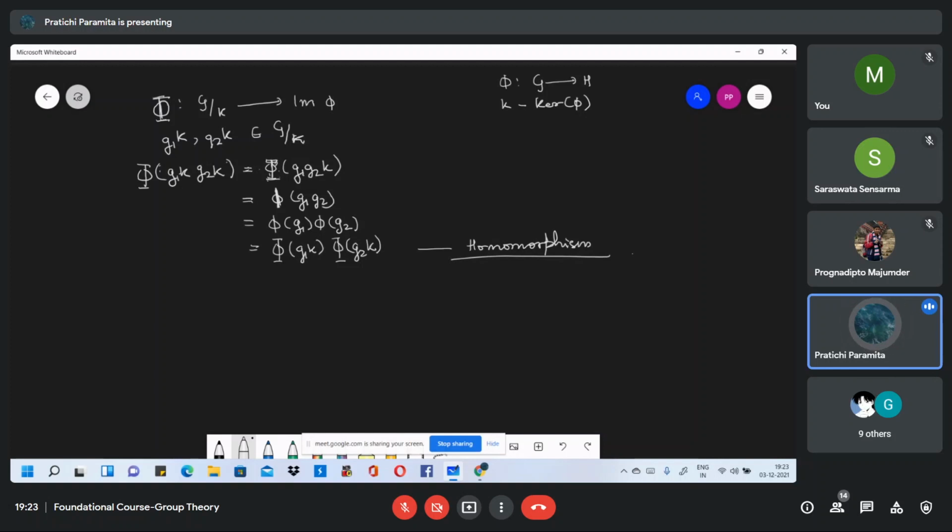So all that remains is to prove that it is bijective. If I want to say that it is 1-1, let me consider that capital phi of g1 K is equal to capital phi of g2 K. Then I need to prove that g1 K equals g2 K for it to be 1-1. So this implies that phi of g1 is equal to phi of g2. This implies phi of g1 inverse g2 is equal to e.